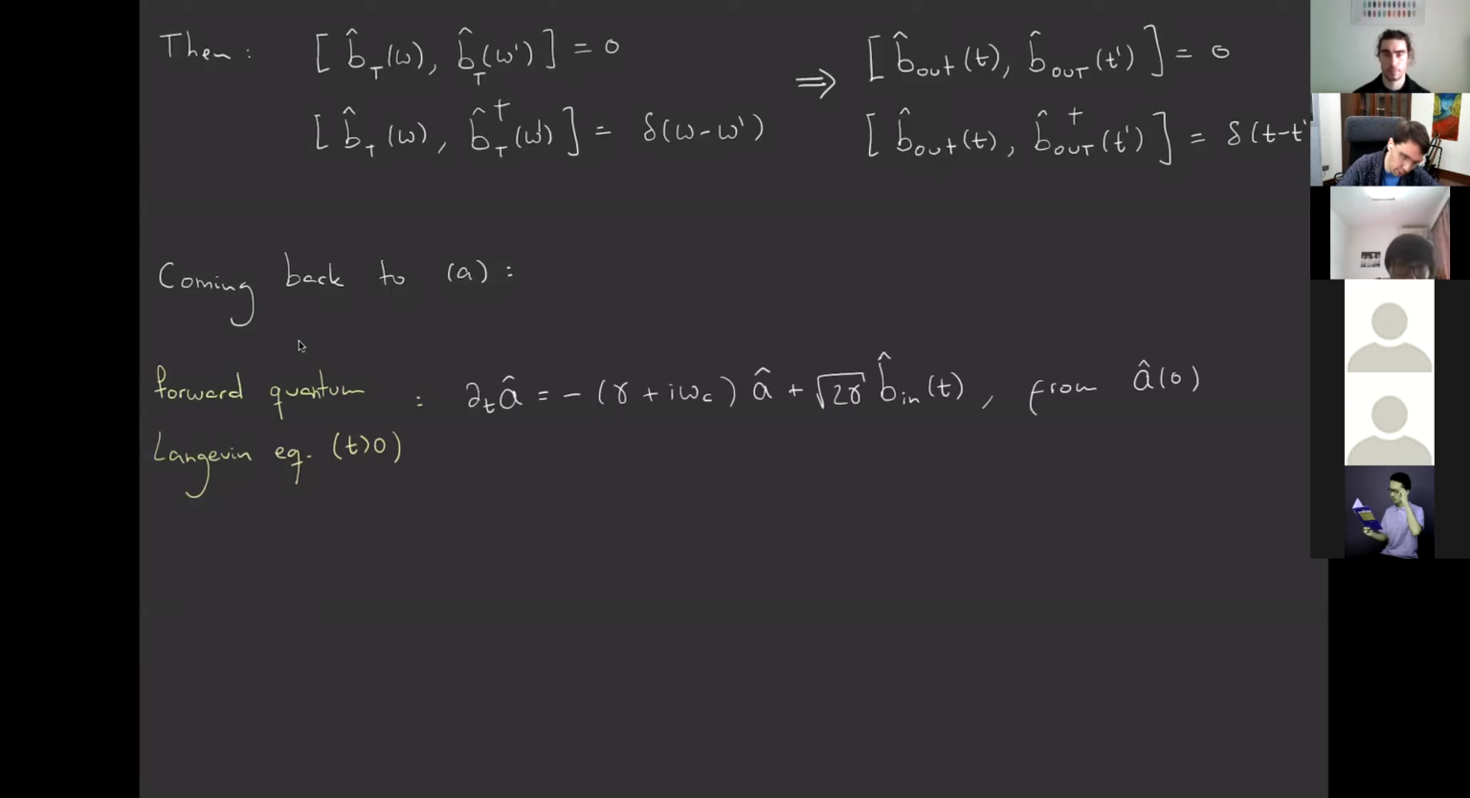And what happens when I put the backwards one? So if I put the backwards formal integration of the external modes, what I get is what is known as the backward quantum Langevin equation that goes into the past from some, let's say, final time t. And the equation looks like this. So it's very funny. Now we have plus gamma.